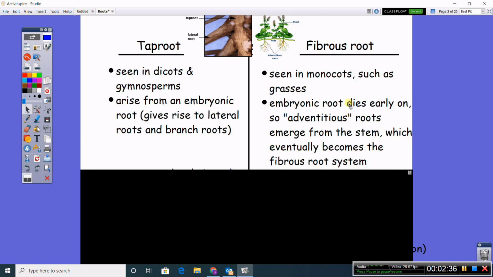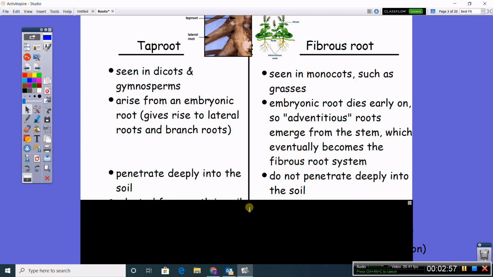All right, the embryonic root in a monocot dies early on, so you basically have what's called adventitious roots emerge from the stem, and that's kind of why you see all these different roots branch out from the base of the stem. That's why it looks the way it does.